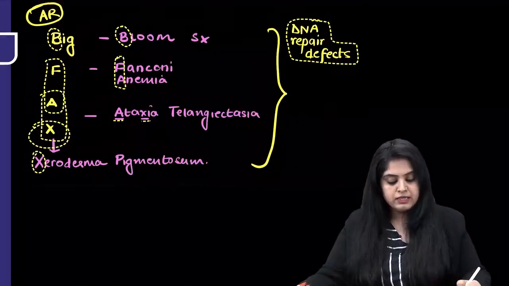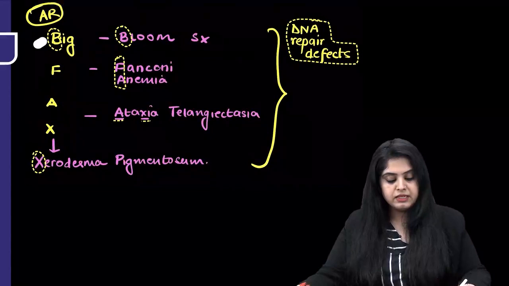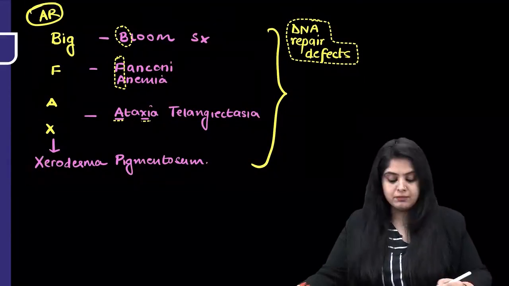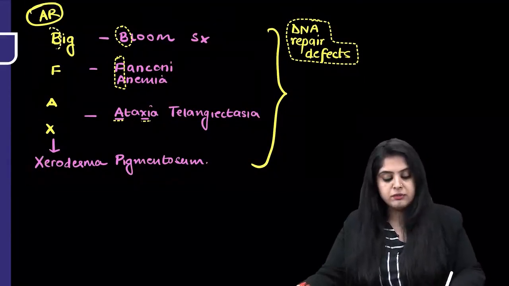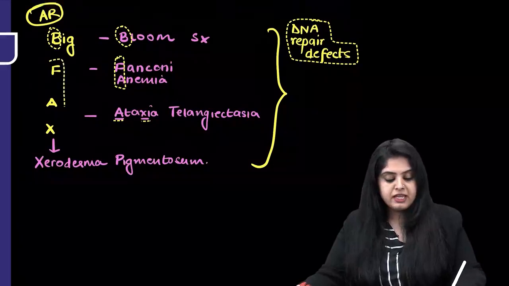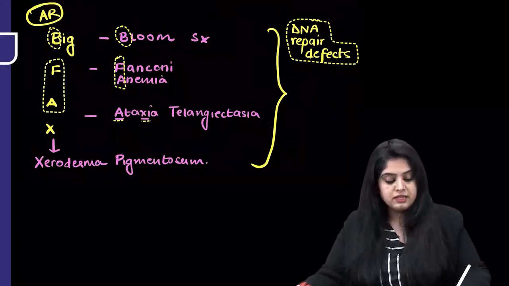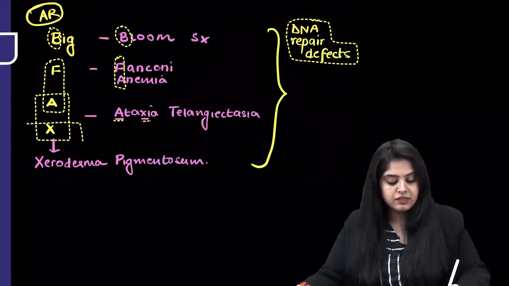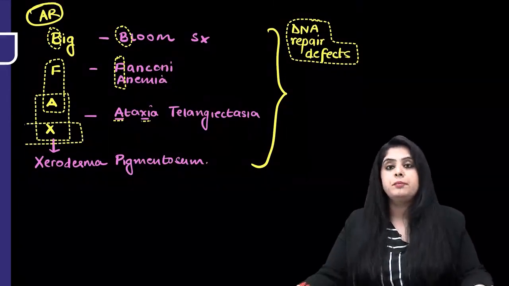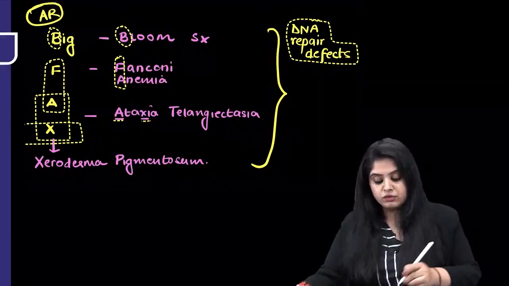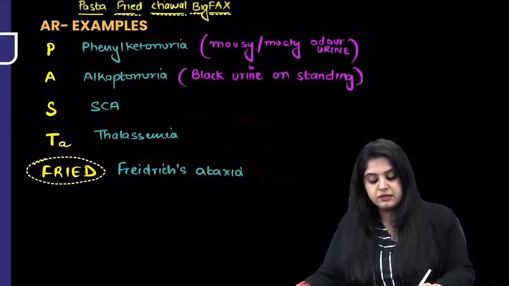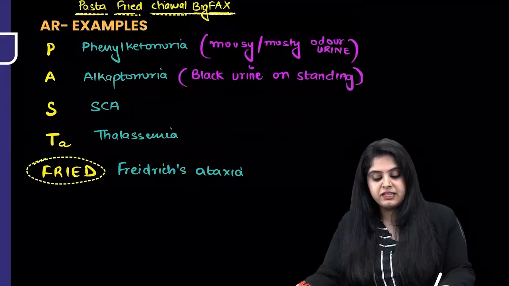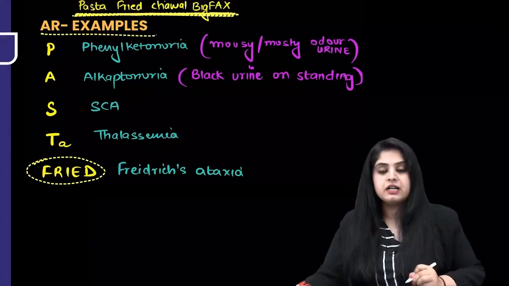Let's do a recap of this mnemonic. I know it can be a little overwhelming because thoda lamba mnemonic tha. So remember, B is going to be for Bloom syndrome. FA is going to be for Fanconi's anemia. AX is going to be ataxia telangiectasia. X alone is going to be xeroderma pigmentosum. All these are autosomal recessive. So repeating, whether it is a big fat order of pasta and fried chawal, all of these are going to be autosomal recessive ka examples.